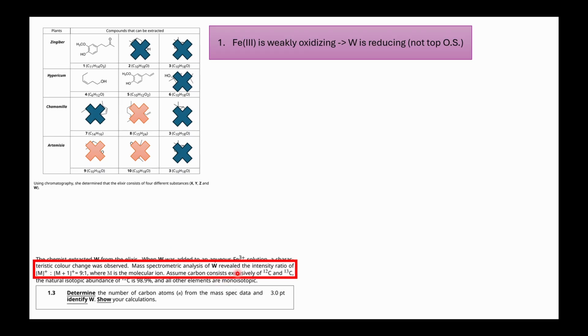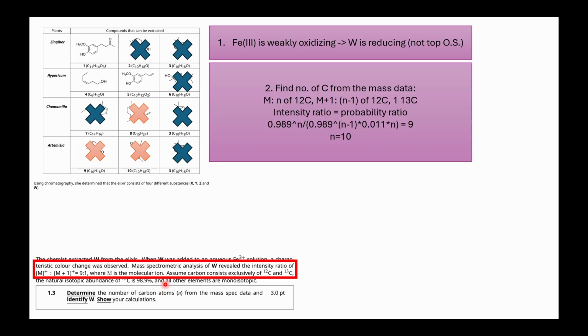So mass spec reveals the intensity ratio of the M plus and M plus 1 plus is 9 to 1. I guess this year has a lot of mass spec questions because it's one of the special topics. I'm not very sure. But M plus 1, they told you here it's due to the 13C, and the M plus is the 12C. They also gave you the natural isotopic abundance of C12, so you can just find the number of carbons from the mass data.